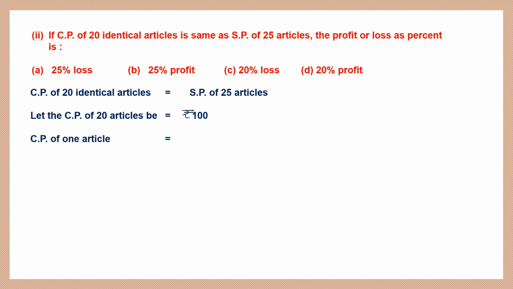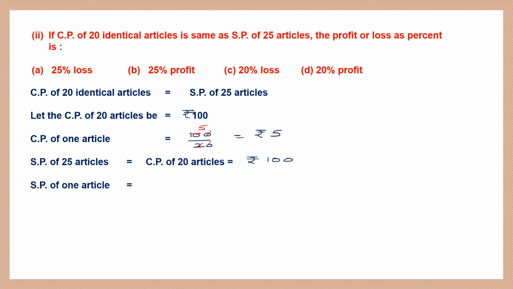So let's find out the cost price of one article. That will be 100 divided by 20. And we can cancel this, and 2 fives are 10. That means the cost price of one article is 5 rupees. So we have found the cost price of one article. Now we know that selling price of 25 articles is equal to the cost price of 20 articles, and we said let the cost price of 20 articles be 100. So this is equal to 100 rupees. So now we can find the selling price of one article because the selling price of 25 articles is 100 rupees.